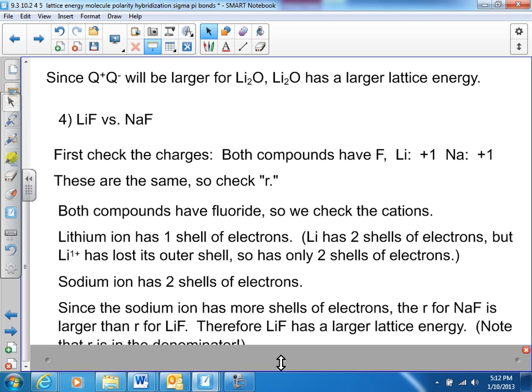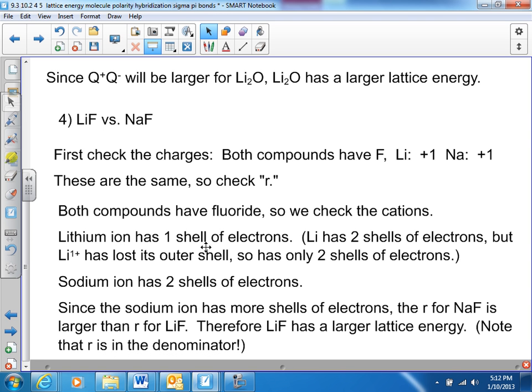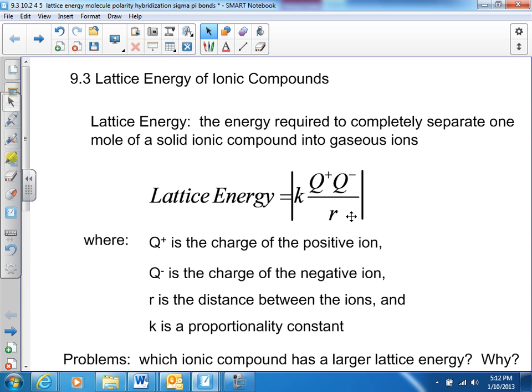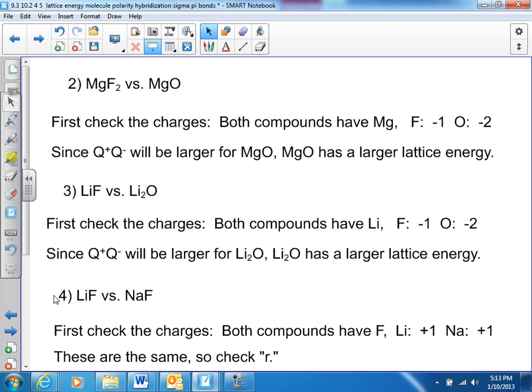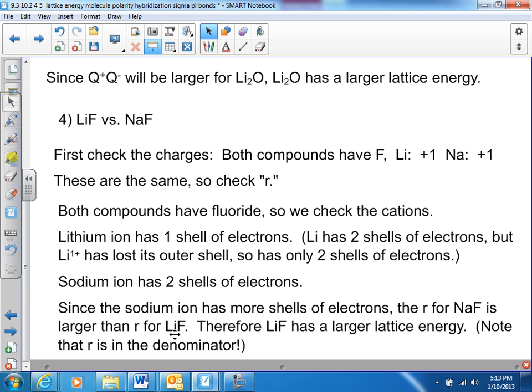Lithium ion has only 1 shell of electrons. Sodium ion has 2 shells of electrons. Sodium ion is bigger, so sodium fluoride has a larger R. And recall, R is in the denominator, so we're dividing by a bigger number, which means sodium fluoride has a smaller lattice energy. And lithium fluoride has a larger lattice energy, again, because R in the equation for lattice energy is in the denominator.